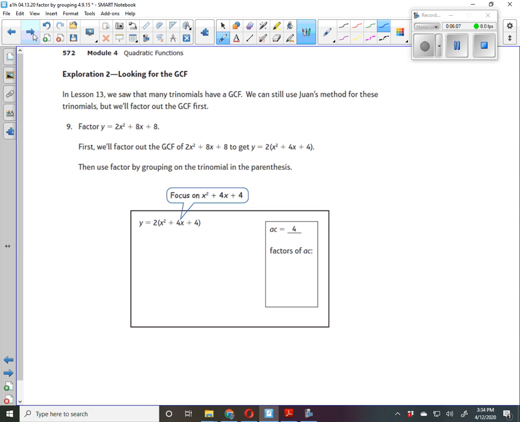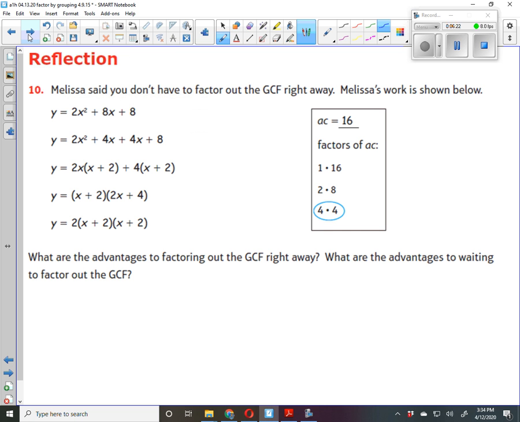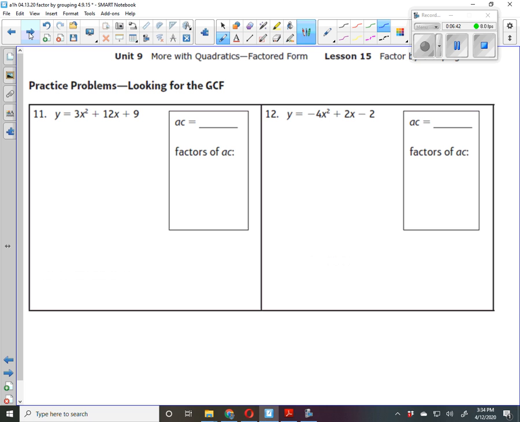We move on to looking for the greatest common factor, and I'm not going to do this problem, but clearly if you pull out a 2, it makes factoring a little bit easier, possibly. Then they go on and say, well, wait a minute, you don't actually have to factor out the greatest common factor. You could do it this way. The question is, which way is easier? Is it easier to work with smaller numbers or bigger numbers? And that's up to you. I'm going to let you look at that and play with that as needed.